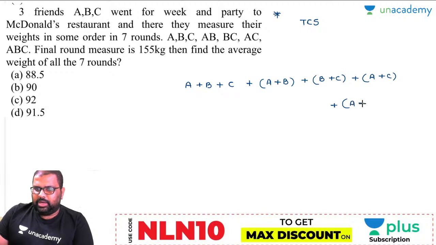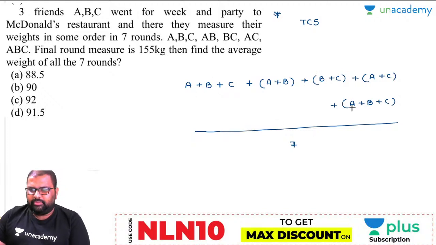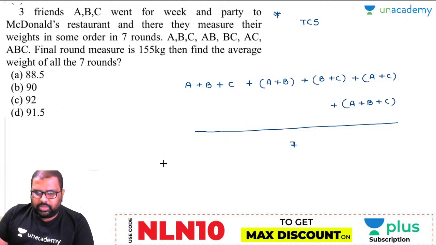So the final round of measure is 156 kg. The A plus B plus C is given there. So totally how many rounds have happened? Please let me know that. 1, 2, 3, 4, 5, 6, 7. Total 7 rounds. Now how many A's are there here? If you count there, 1, 2, 3, 4. So I can write down like this: 4 A's are there. Similarly, 4 B's are there. Similarly, 4 C's are there.